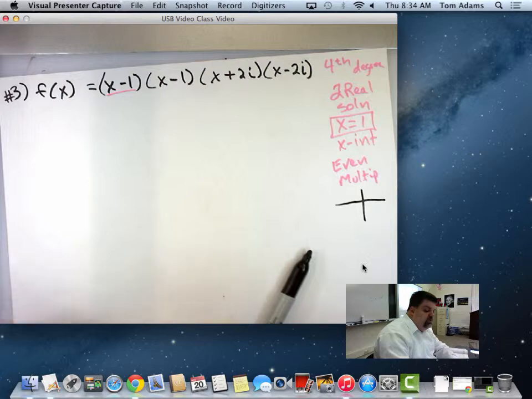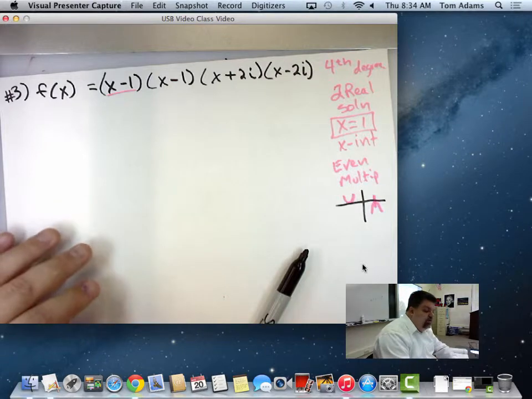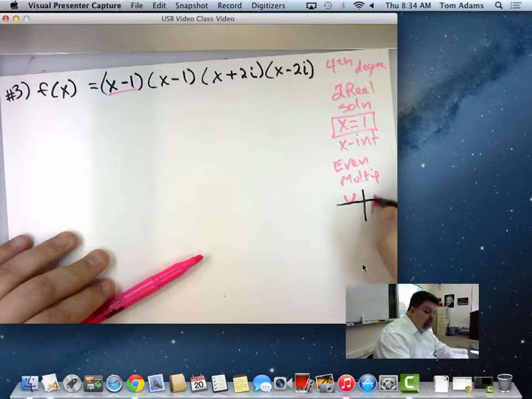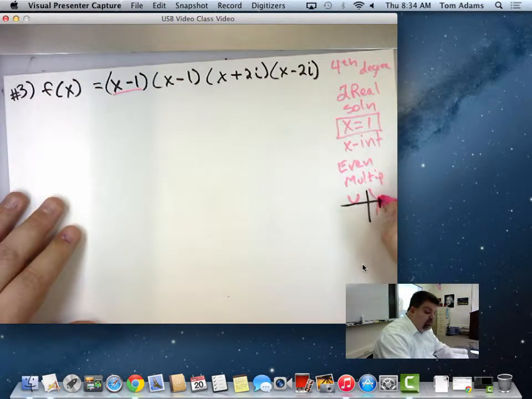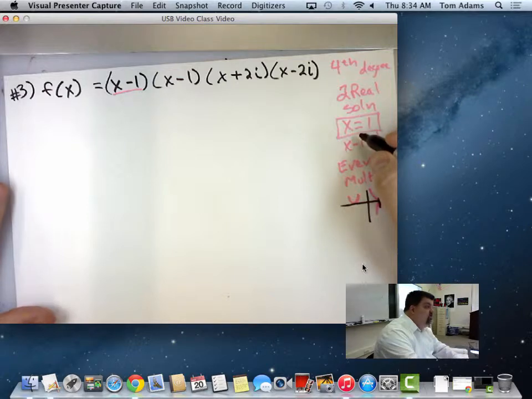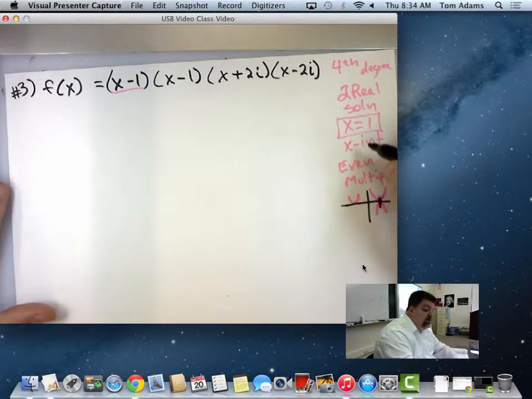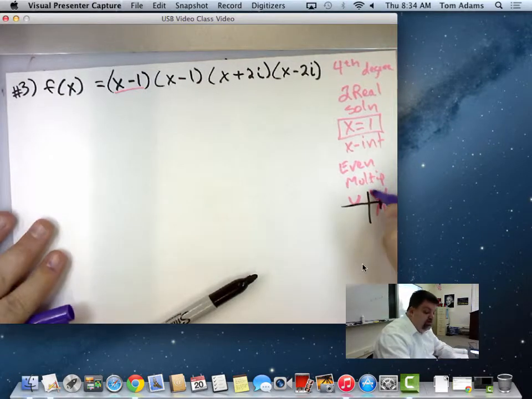So, an even multiplicity will either look like this or it'll look like this. It'll touch right at the solution. And in fact, in this one, it's either going to come in from the bottom or it's going to come in from the top, but it'll just barely touch the x-axis. But it touches it, so it's considered an x-intercept. But it won't cross all the way through. I suppose I should do a different color so you guys can think about that.